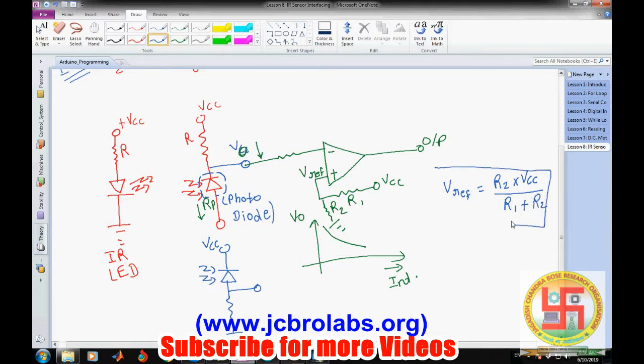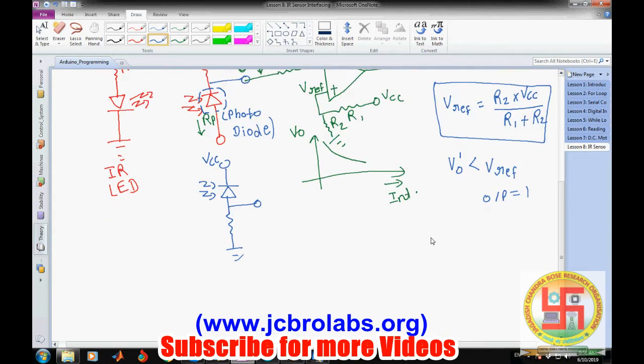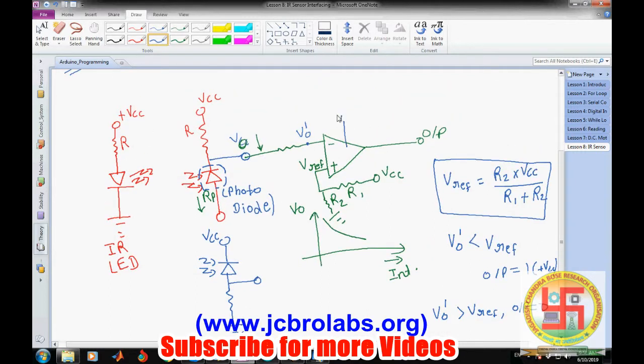As you are familiar with the op-amp working, if the voltage at this point, we can say this is VO dash, we can connect a resistance or not, we can choose. If this VO dash is less than Vreference, then our output will be 1. That means we will get the positive output. And if this VO dash is greater than Vreference, then the output will be 0. That means the plus VCC, or this VCC is the power supply of this one. So if this is VCC and the other point is connected to the ground, the output is plus 1, that means plus VCC, and 0. So this is how this simple IR sensor works.